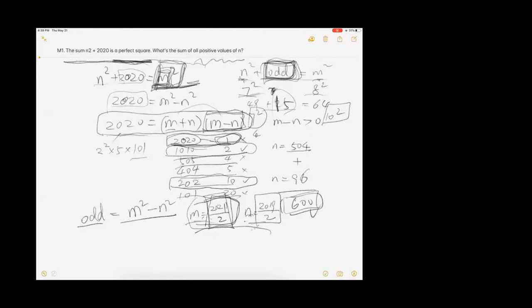I have another way to solve it. Okay, go ahead, Leo. Let me start with a new page. n squared plus 2020. So, instead of making it n squared plus 2020 equals m squared, I made it n squared plus 2020 equals n a plus n squared, a plus n squared, because this will be bigger.